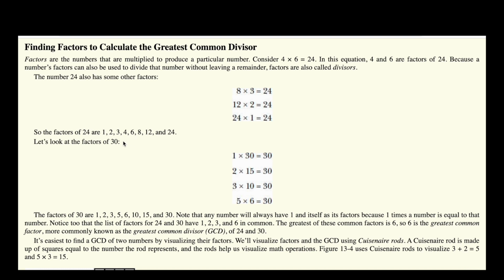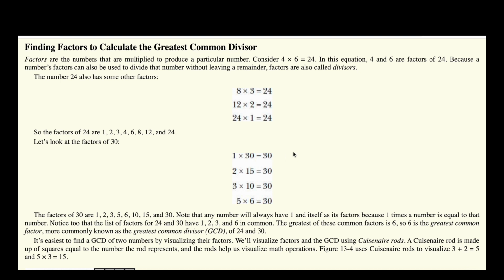Let's have a look at another example. Let's take the number 30 and look at the different factors. Again, we have the number 1, of course, and the number itself, 30. Then we have 2 and 15, because 2 times 15 is 30. 3 times 10 is 30, and 5 times 6 is 30. And so the available factors are 1, 2, 3, 5, 6, 10, 15, and 30.